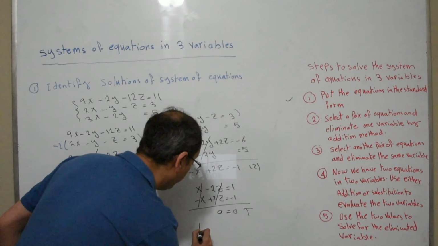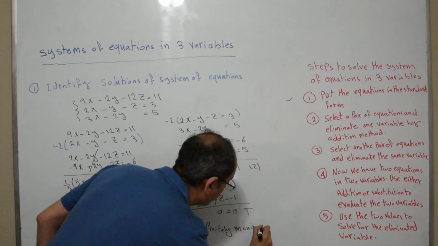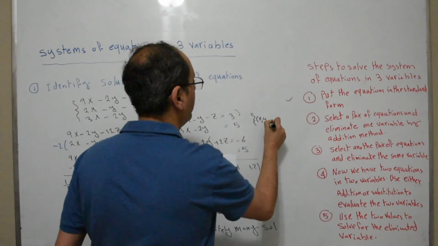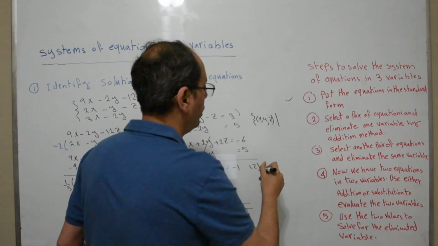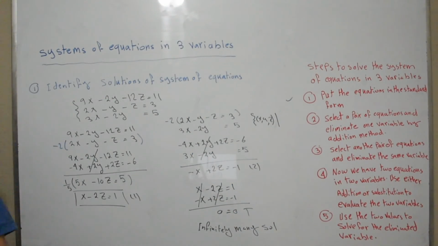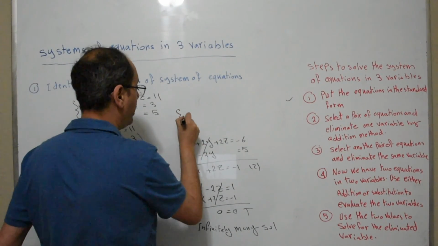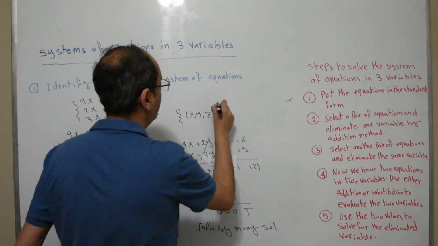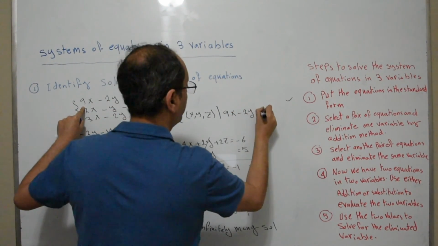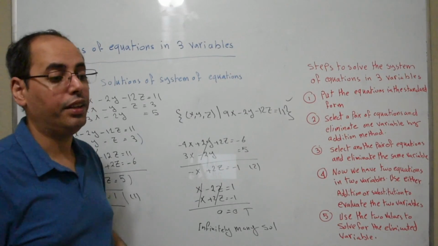So I have infinitely many solutions. And how can I write the solution here? Well, the solution here is x, y, z, such that any equation would be right. So maybe I write it down here because I have more space. So the solution is x, y, and z such that, pick any equation, 9x minus 2y minus 12z equals 11. And here is my solution. And again, this is infinitely many solutions.